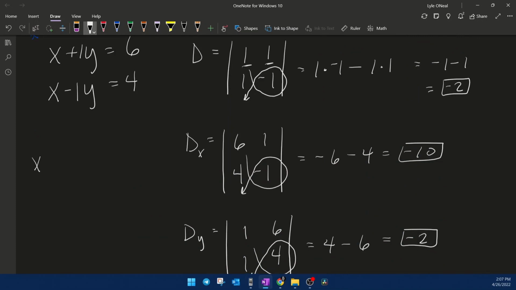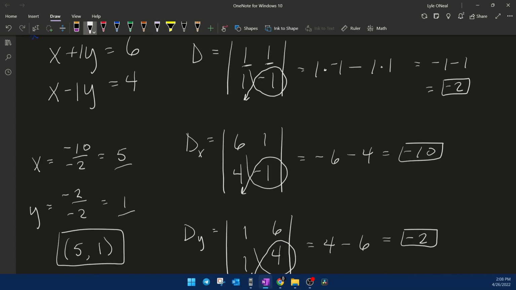All right, here we go. For x, that's going to be D sub x divided by D, which ends up being 5. Y is D sub y divided by D, and that ends up being 1. And so as an ordered pair, that's going to give us a solution of (5, 1).